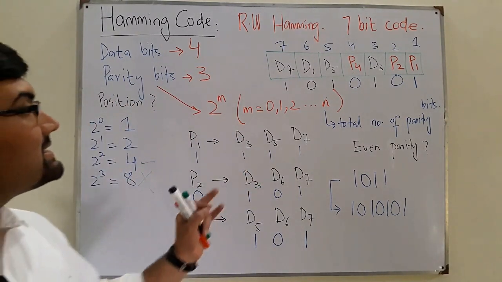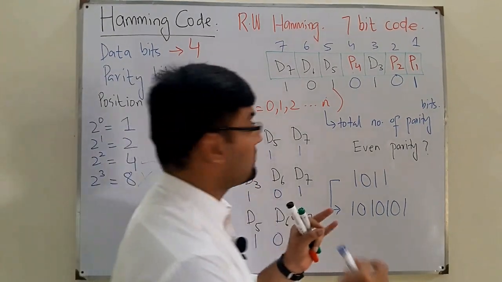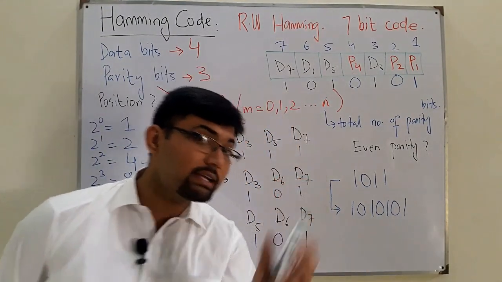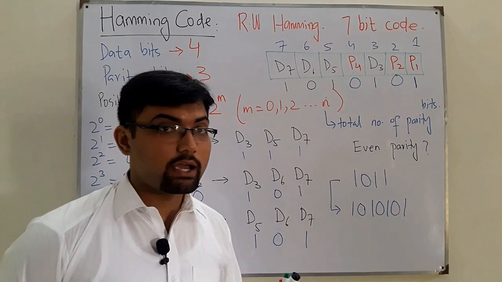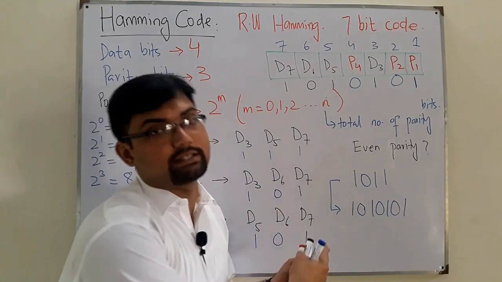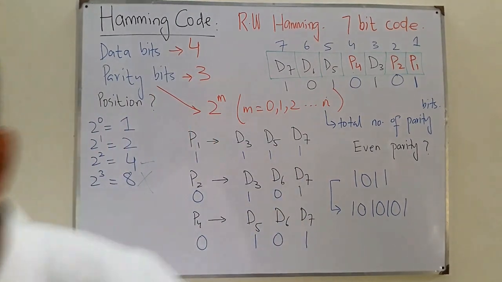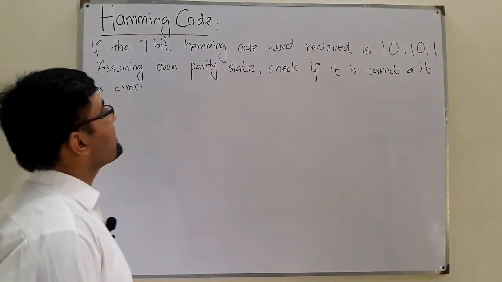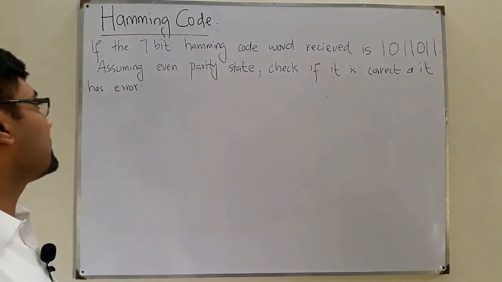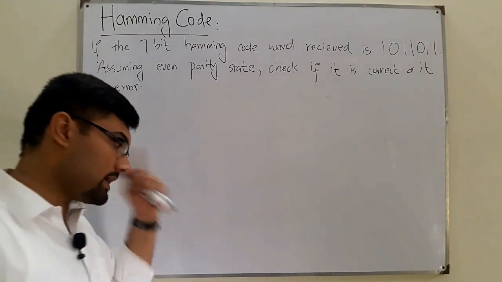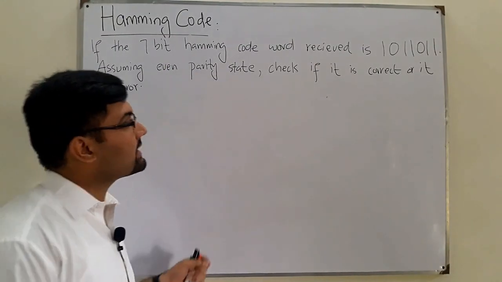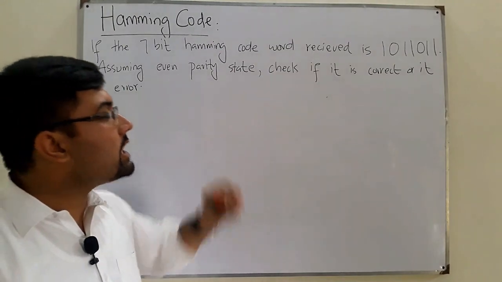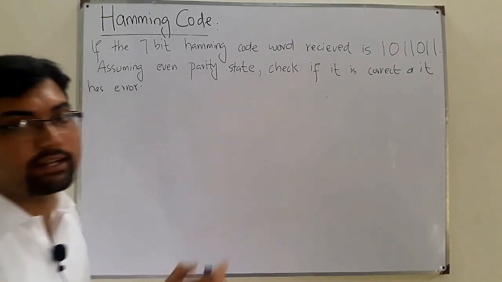Now, how does this detect an error in the receiving code, all right? This Hamming code also detects error in the receiving code. So we see that through the next example. Now this is the example where we could understand the Hamming code precisely, that how do we know that this bit has an error, right?